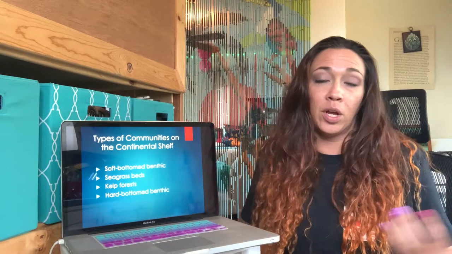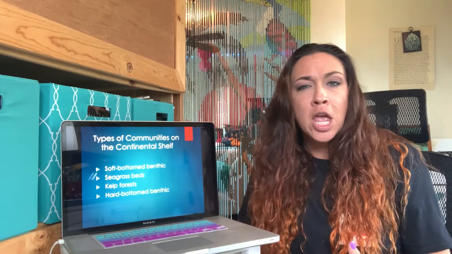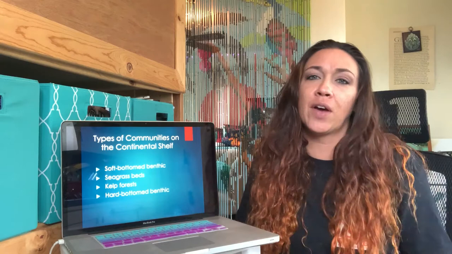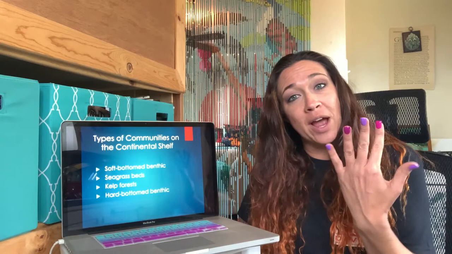You do have the nutrients that settle down to the bottom, so you are going to have a food web there, but it's going to limit the number of different species that can live there. Really, it's mostly going to be organisms like clams, worms, small crabs, and so on that are crawling and surviving directly on that soft bottom sediment. Seagrass beds get a little bit more complex because now we're adding that complexity.